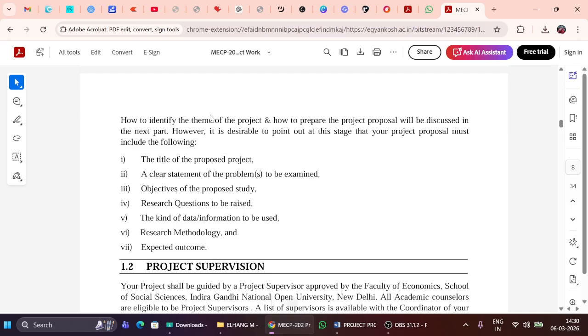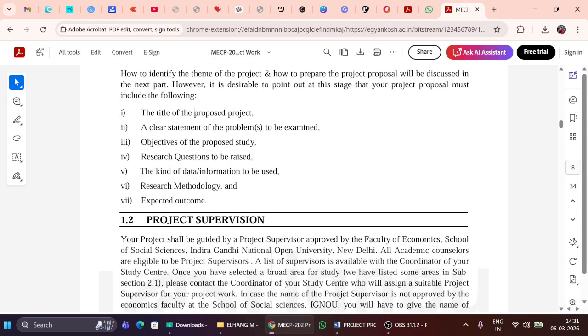Basically, inside the research methodology, you have to mention the research design, nature and source of data, collection techniques, tools to be used for data collection, data analysis. These are the things that have to be mentioned in your project proposal under research methodology. Next thing is expected outcomes. So what impact your research will create, or what would be the expected outcome from your study, you have to write it at the end of your project proposal.